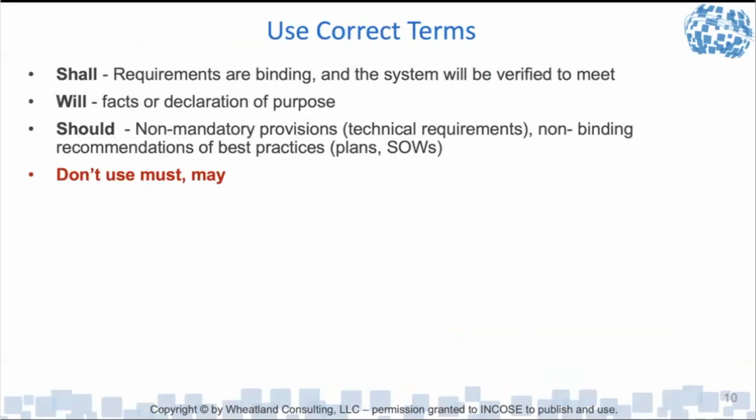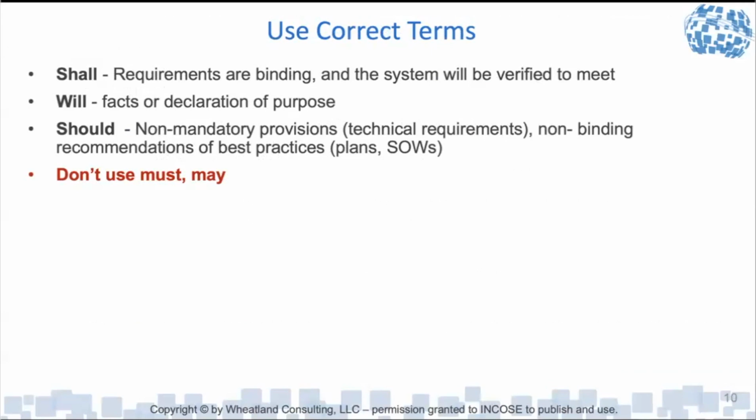Shall, will, and should have been used in requirement documents. Shall is really for the requirements that are binding, and you're going to verify the system has met those. For clarity in the document-based world, we typically see will statements, facts, declarations of purpose, and should statements, non-mandatory provisions, non-binding recommendations or best practices in plans and statements of work. And then we do not use must and may.